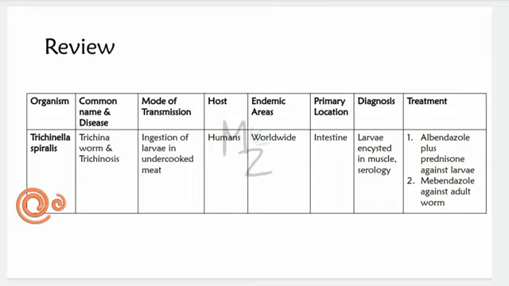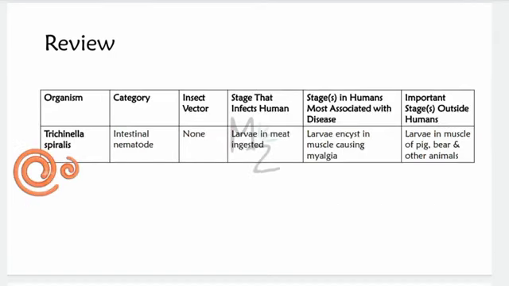Diagnosis: larvae encysted in the muscle and serologic tests. Treatment: albendazole plus prednisone against the larvae and mebendazole against the adult worm. Category: it is an intestinal nematode. It has no insect vector. Stage that infects the human is larvae in meat ingested. And stage in humans most associated with the disease is larvae and cyst in muscle causing myalgia. Important stage outside humans is larvae in muscle of pigs, bears, and other animals.